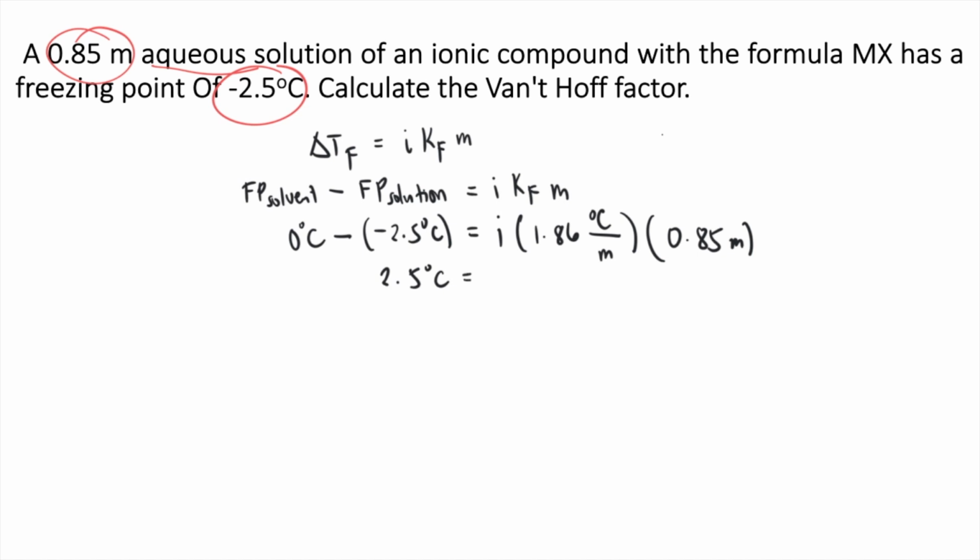And on the right side, we have I times 1.86 times 0.85. If you solve that, that's equal to 1.581. And the units would cancel out. So the M, the molals, would cancel out. So the remaining unit is degrees Celsius. So if you want to solve for I, you divide both sides of the equation by 1.581 degrees Celsius.